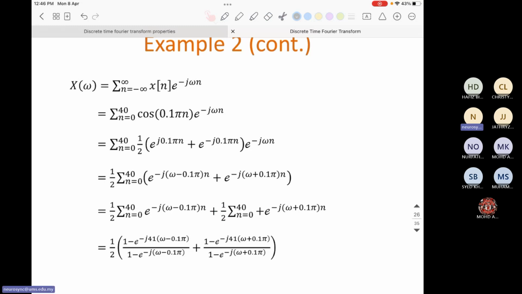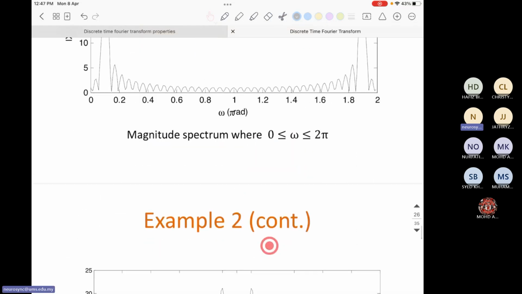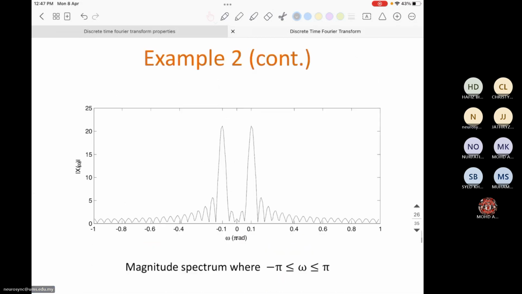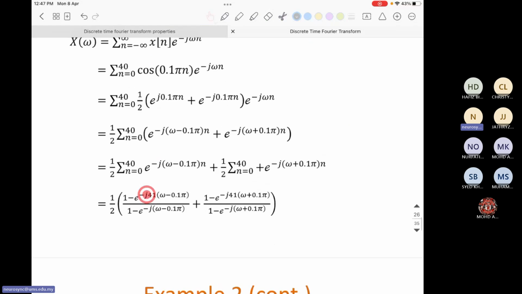So the summation of this term is what? This term is nothing but 1 minus e to the power j something. If you solve this over the summation from 0 to 40, you will get this. If you solve this for 0 to 40, you will get this. These are the standard formulas. So you will get the H of omega like this.